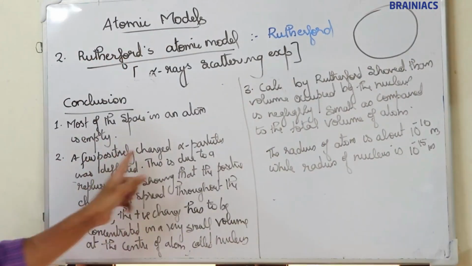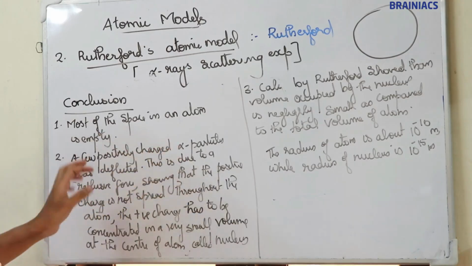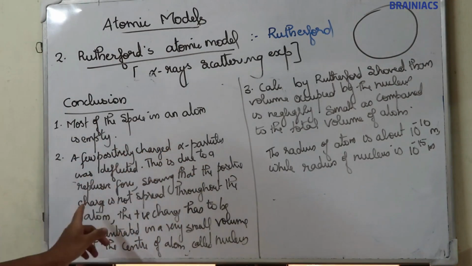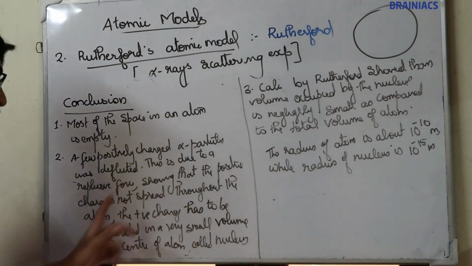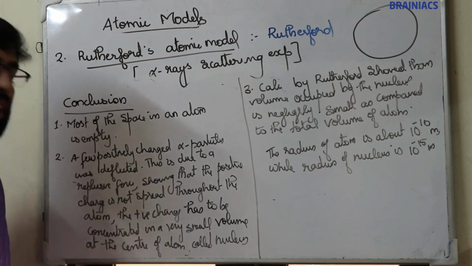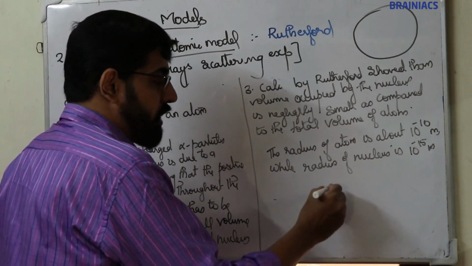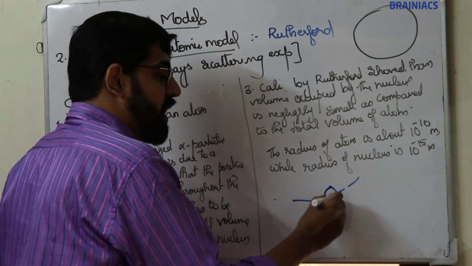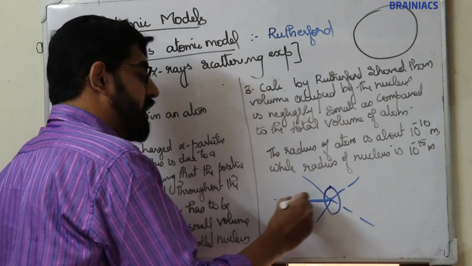Now a few positively charged alpha particles were deflected. This is due to the repulsive force, showing that the positive charge is not spread throughout the atom. The positive charge has to be concentrated in a very small region at the center called the nucleus. Actually, when we conduct this experiment, we observe that some alpha particles undergo small angle deviation, some undergo large angle deviation, and some 1 or 2 retrace the path.